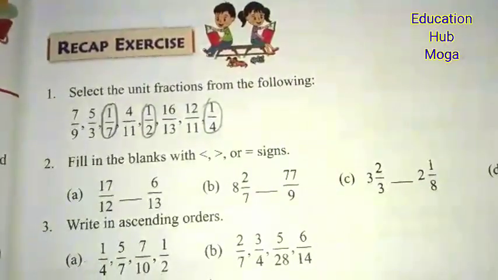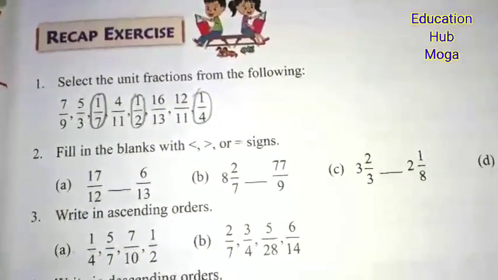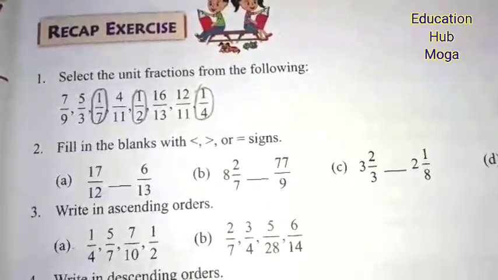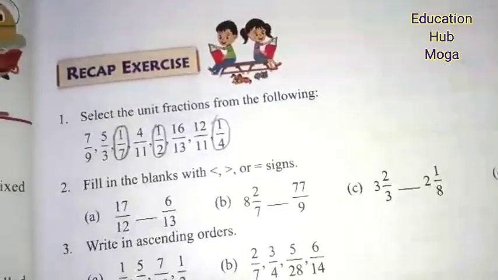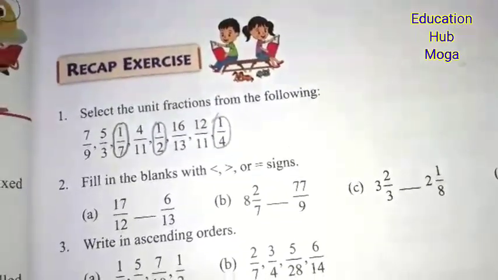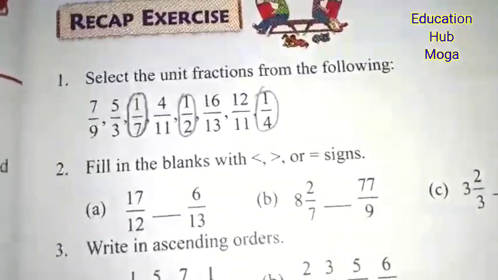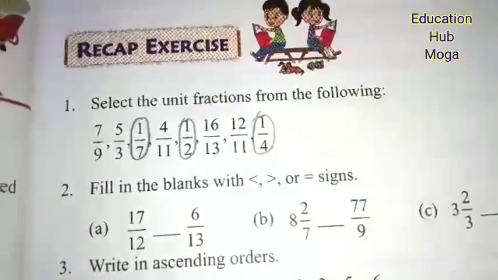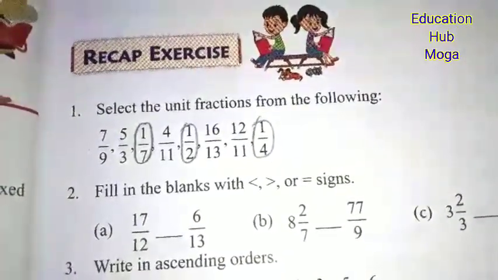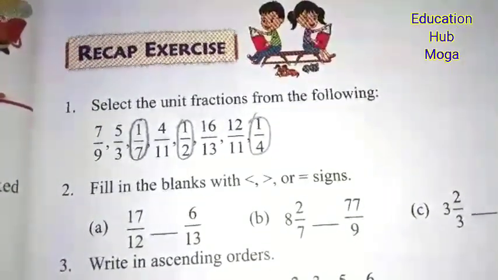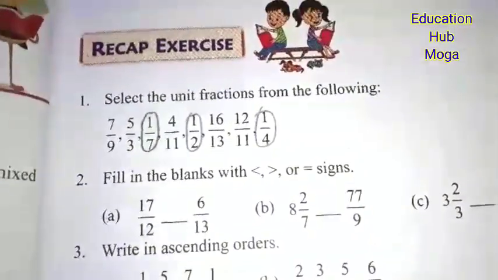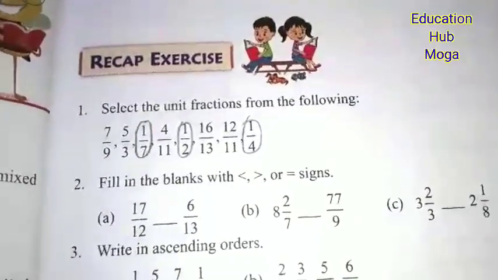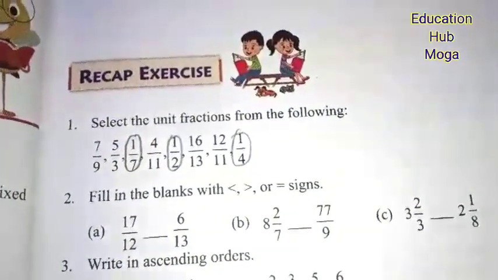Now we start your recap exercise, unit second. In your first sum, select the unit fraction from the following. All of you know what a unit fraction is: a fraction which has 1 as a numerator. In your first sum, where the numerator is 1, I circle with pencil 1 by 7, 1 by 2, 1 by 4, because here the numerator is 1. Do it in your book only.